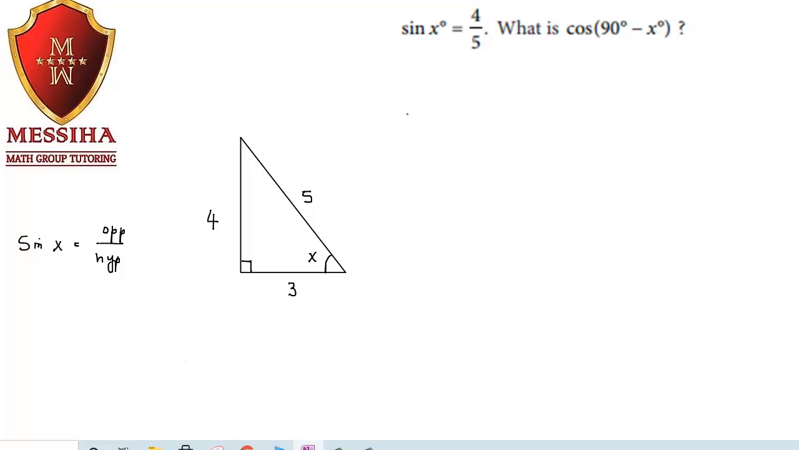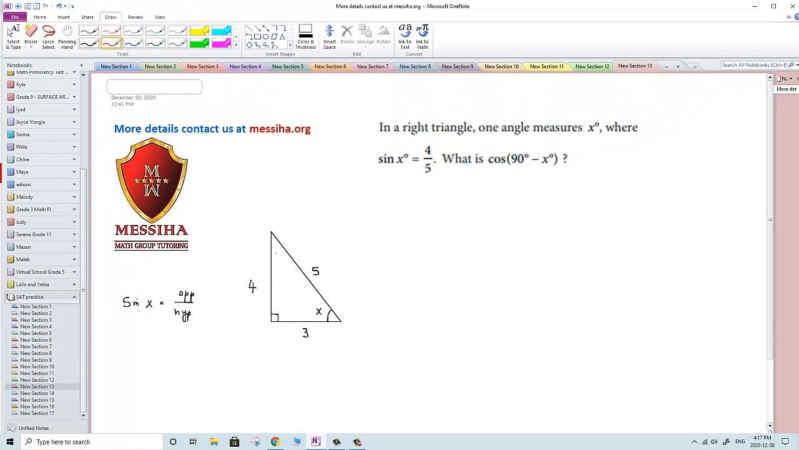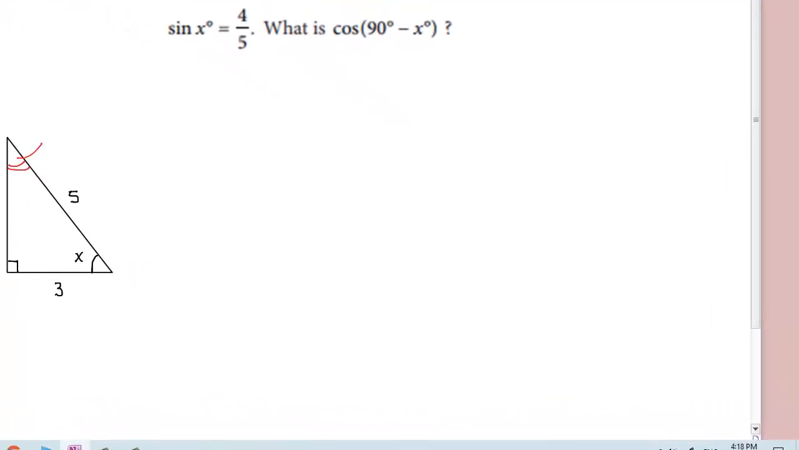Now, when I have sine x 4 over 5, what about the other angle? How do we call this angle? We know that the sum of the angles of any triangle is 180. That means x and this angle have to equal 90. So we can call it 90 minus x. Again, the three angles have a sum of 180. If one of them is 90, the other two have a total of 90. So if this one is x, the other one is 90 minus x.